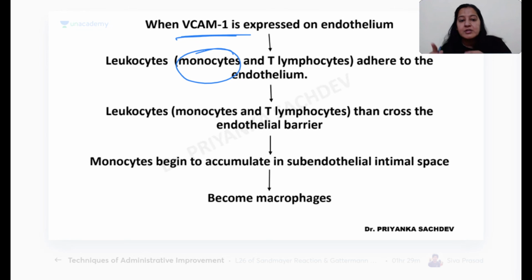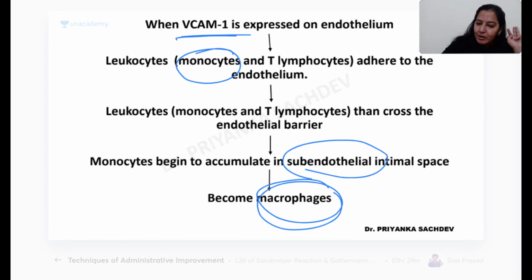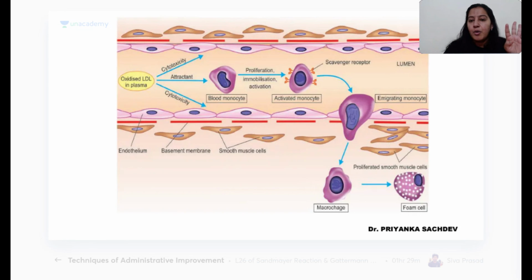Once a monocyte leaves the blood and enters the tissue, in the intima, it is known as a macrophage. So macrophage is nothing but a modified monocyte. So monocyte will get converted into macrophage. Monocyte will go in the subendothelium, the intimal space. It went into the intima, not the media, and it is getting converted into macrophage.